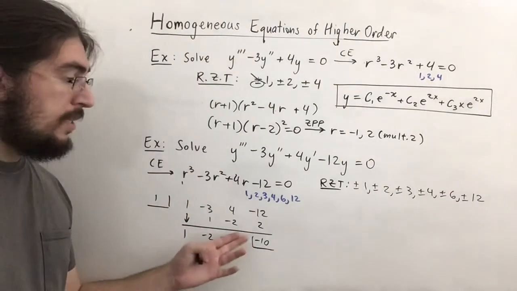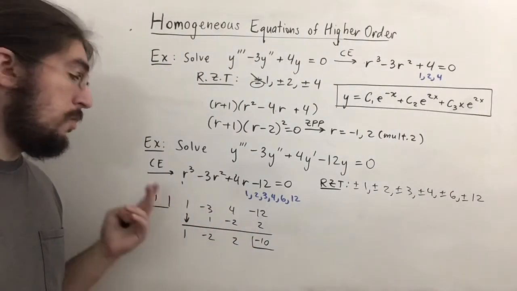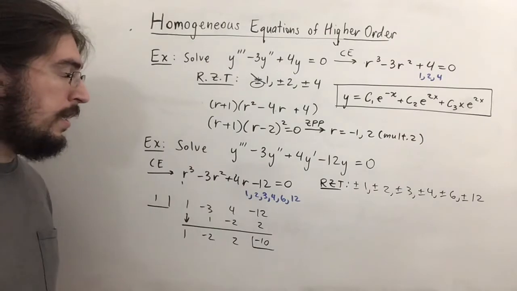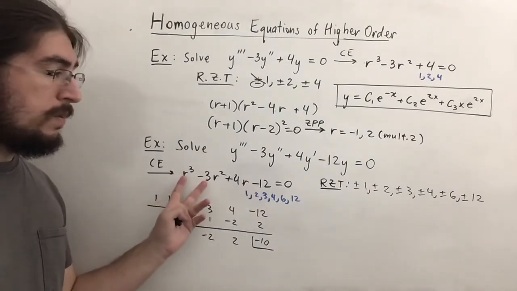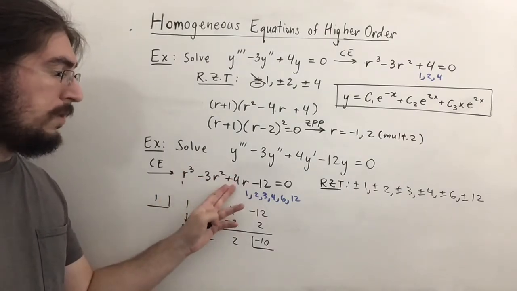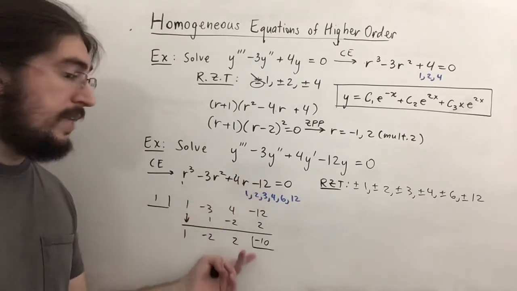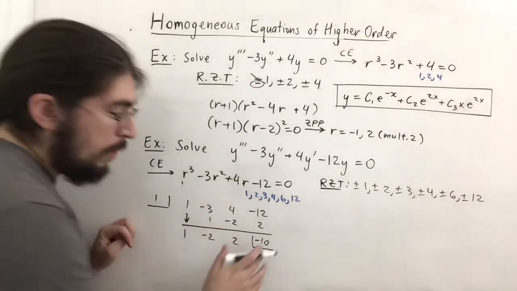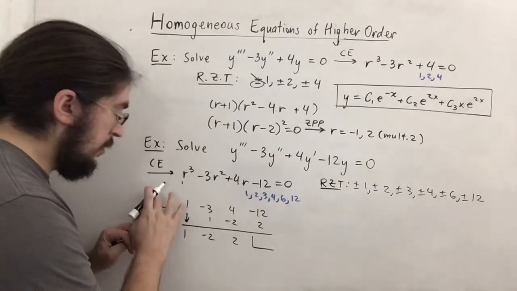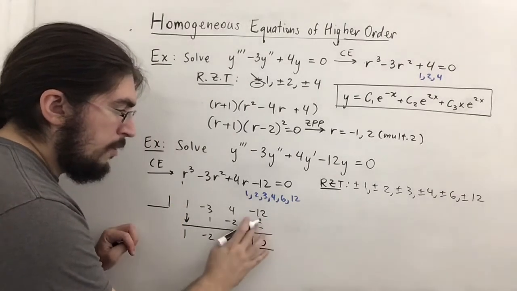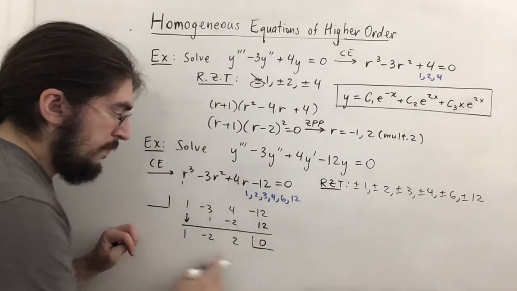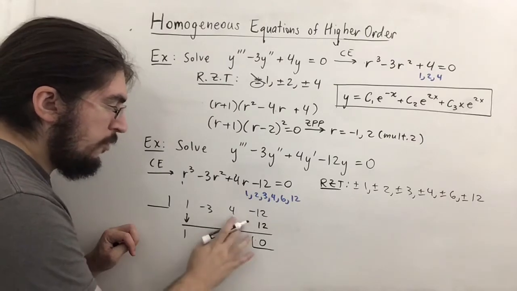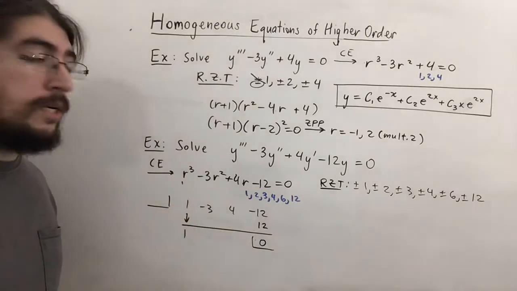In fact, this number -10 is the exact value you would get when plugging 1 into this. Notice plugging 1 in gives you 1 minus 3, which is -2, plus 4, which is 2, minus 12 is -10, indeed. So we want 0 as a result. So I know this doesn't work. But in order to get a 0, notice this has to be 12. We know 1 comes down for free, but we don't know the intermediate numbers here.